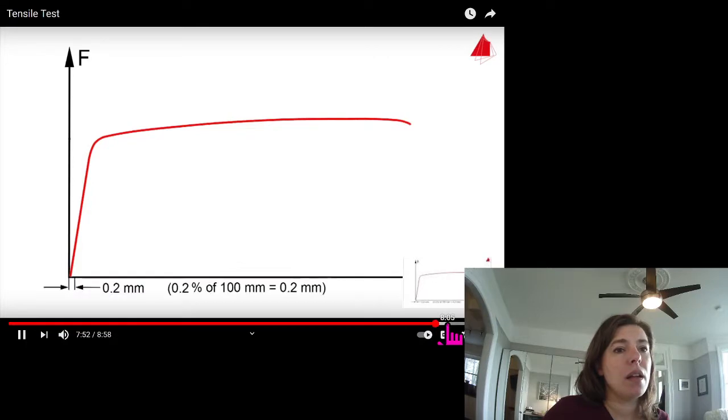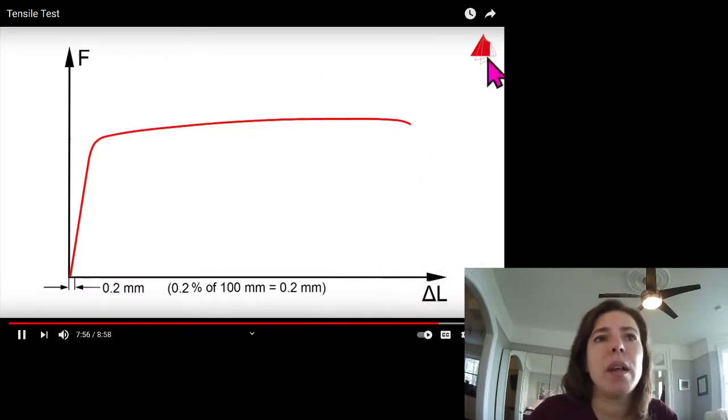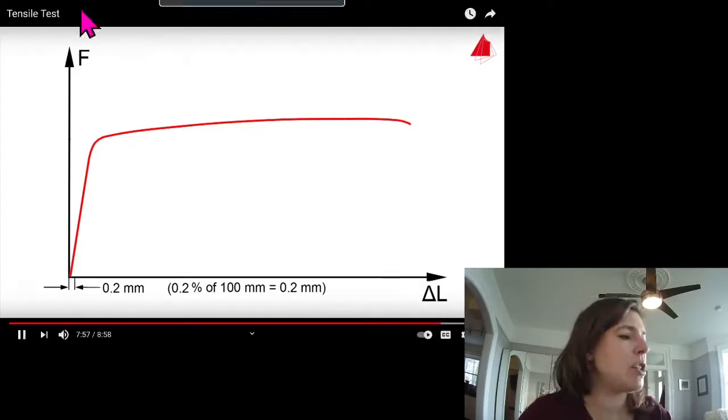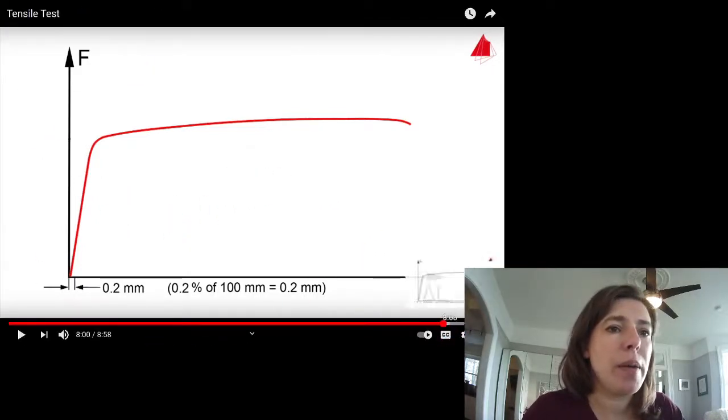And this is the way to calculate it. First of all, we're not going to worry about the elongation that corresponds to 0.2% strain. So strain has to be computed. That's beyond what we need to worry about in this.